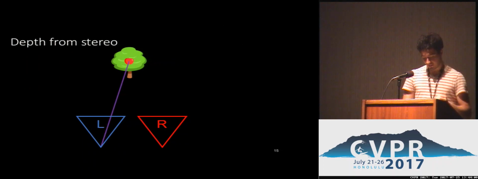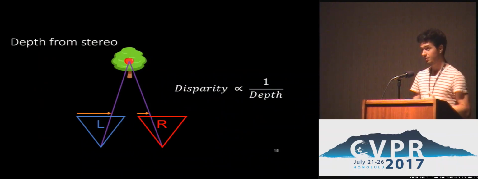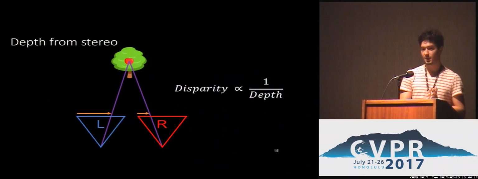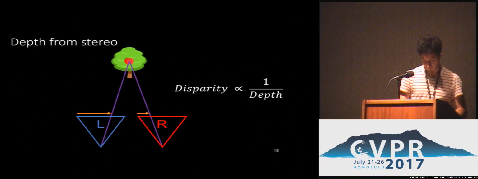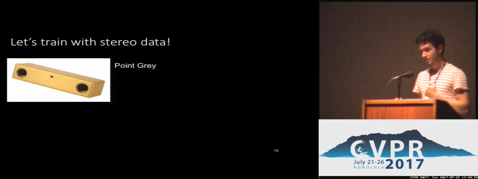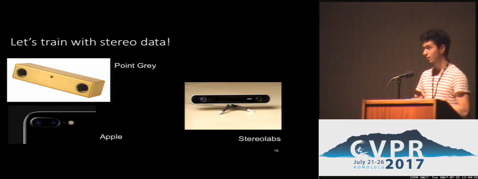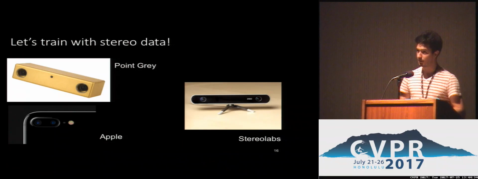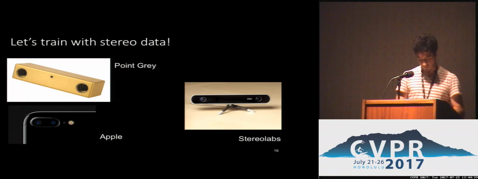Well, if I can solve for correspondence between these two images, I essentially get disparity, and disparity is directly related to depth. So if I can get my network from a single image to solve for disparity or correspondence, then I get depth. Let's train with stereo data. Stereo data is easy to capture. There are lots of devices around. And actually, I'm sure that a lot of you have a stereo camera in your pockets because the iPhone 7 Plus has two cameras on the back.